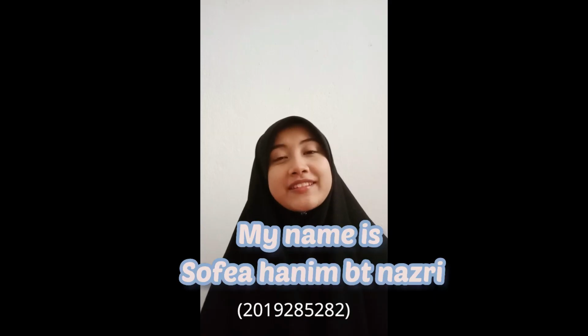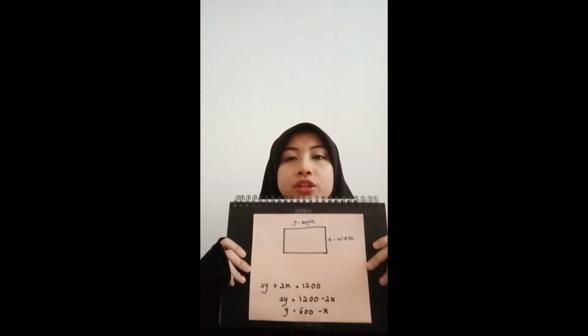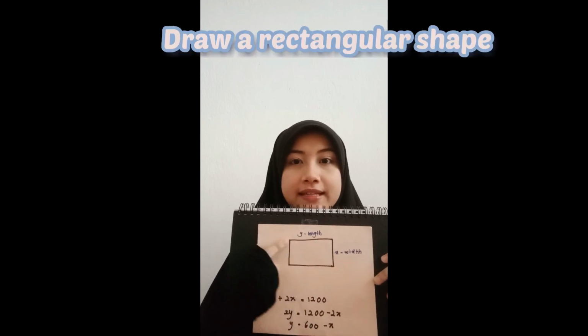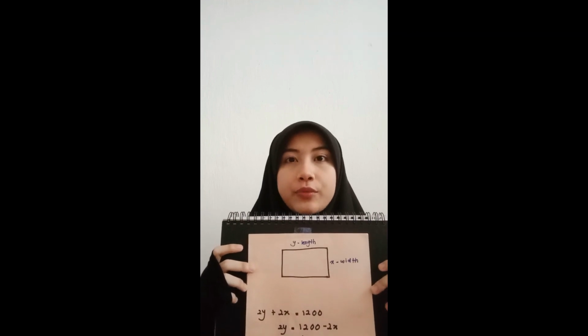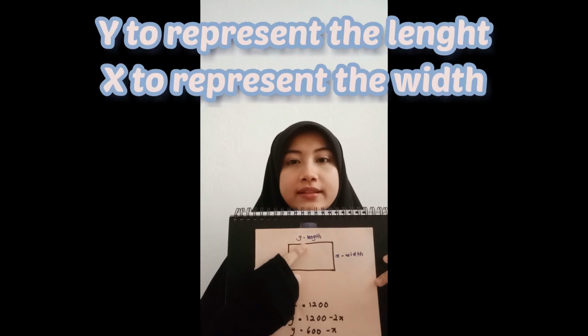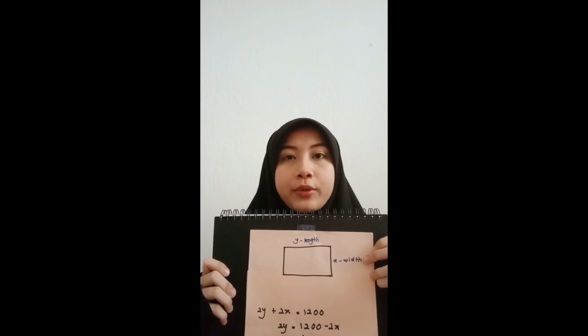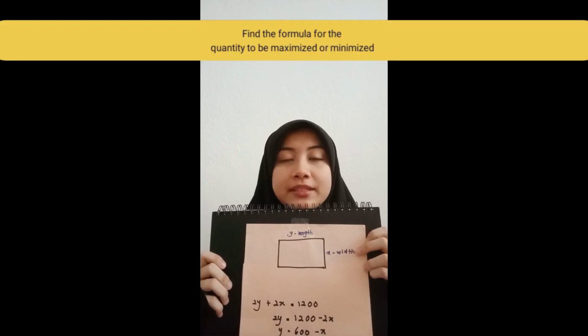My name is Sophia from MAT183 and I'm going to show you how to answer this question. First, we need to draw a proper figure to represent this question. So, we draw a rectangle as stated in the question, and then we label the quantities. In this case, we use y to represent the length and x to represent the width. After we draw a proper figure and label it with the quantities involved, we need to find the formula that we need to maximize or minimize.